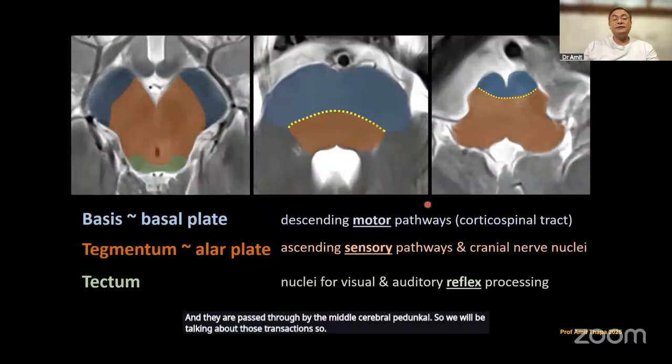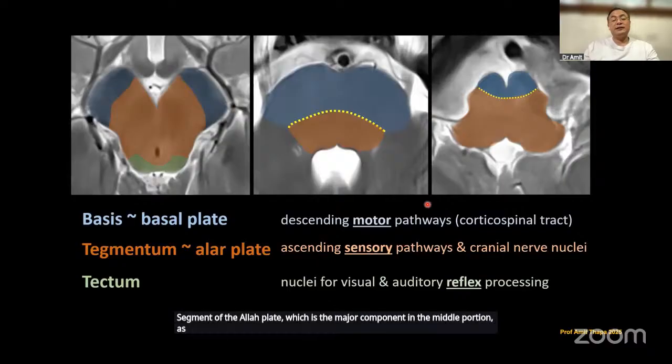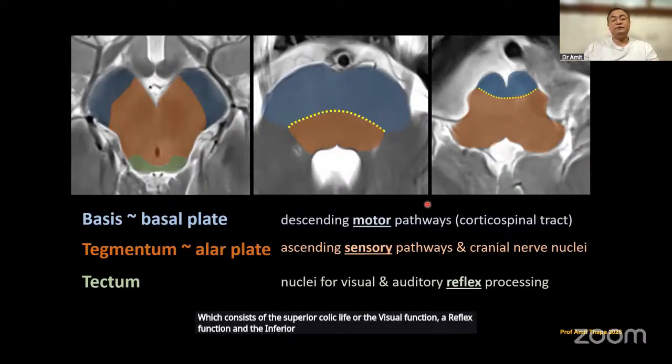So when we see this simple layout, the basal plate is basically the motor pathways. The tegmentum, or the alar plate, is the major component in the middle portion, with the ascending sensory pathways and the cranial nerve nuclei. And the tectum, which is only present in the midbrain, consists of the superior colliculi for visual reflex function and the inferior colliculi for auditory reflex processing.